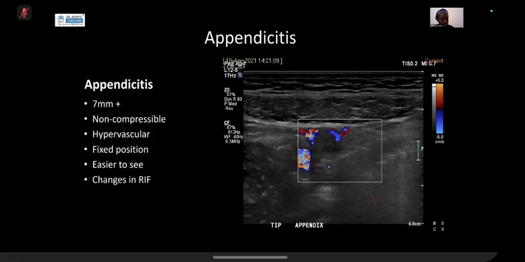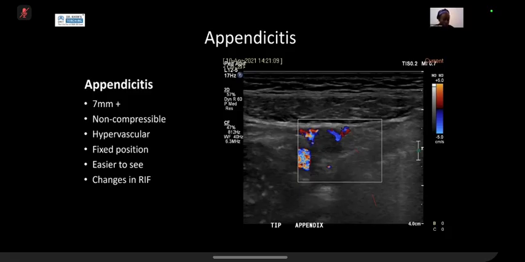And I find that if I can find the appendix really easily, so sometimes even with my curvilinear probe, if I'm just having a look in the pelvis and I see the appendix, it's more likely to be inflamed than not inflamed. And then you look for your surrounding changes in the right iliac fossa. So increased echogenicity of your mesenteric fat, which is due to edema and inflammation, any free fluid, any mesenteric lymph nodes that are reactive, and also look for any collections or features of perforation.